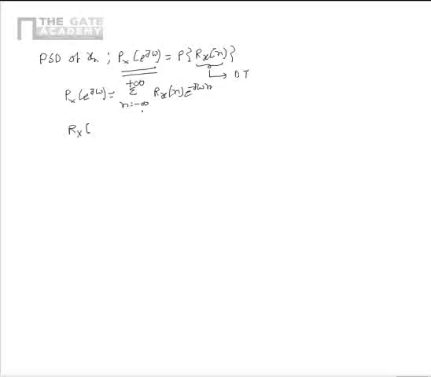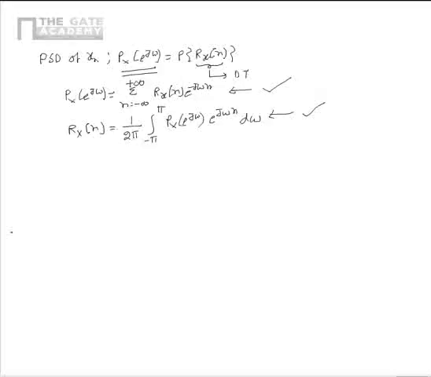This is the analysis equation. Also, Rx[n] can be obtained from the PSD as 1/(2π) times the integral from −π to π of Px(e^jω) multiplied by e^(jωn) dω. This is the synthesis equation. The analysis equation is mainly helpful for getting the PSD from the autocorrelation function, and the synthesis equation is mainly helpful for getting the autocorrelation function from the PSD.